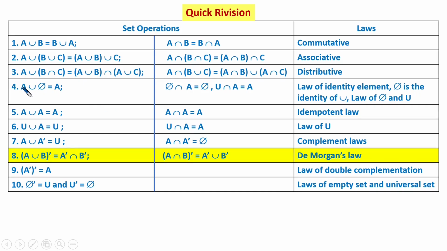This is like when you say identity of numbers, any number multiplied by 1 gives you that number. So that 1 is an identity. So here phi is an identity. This phi union with A will give you A. The law of phi and law of U are also given here.